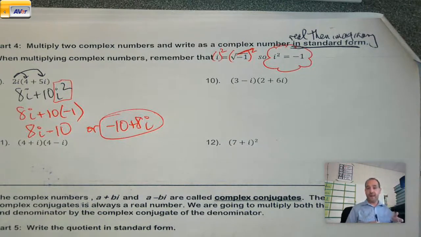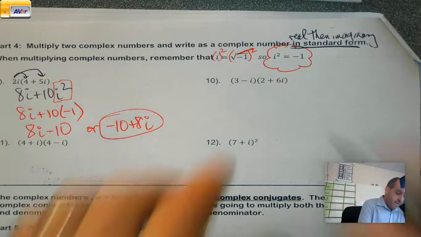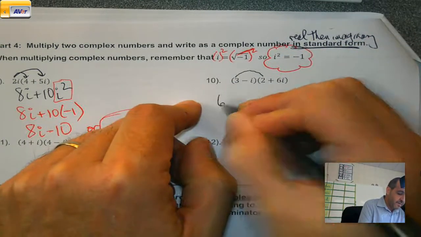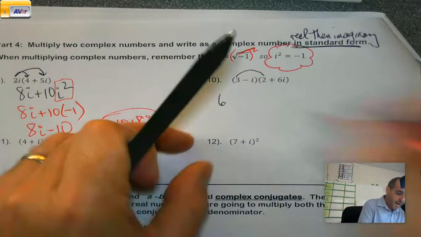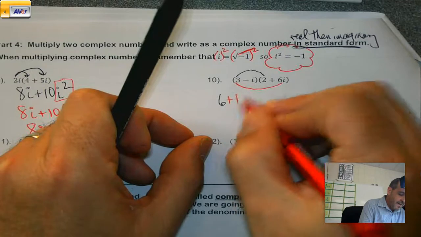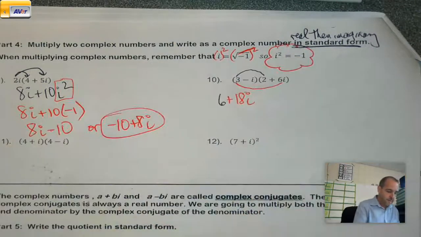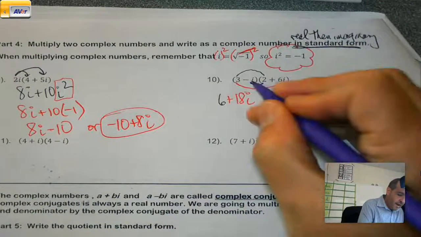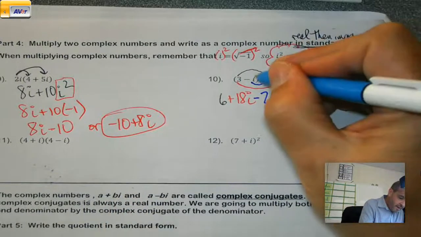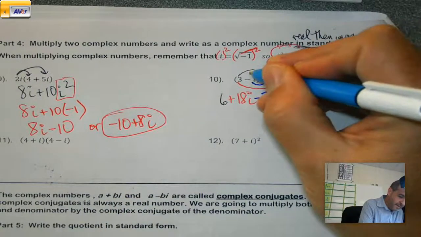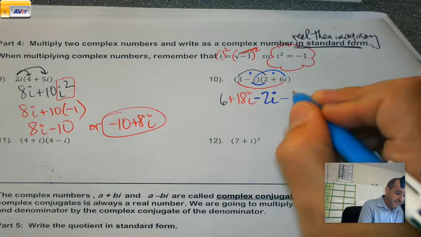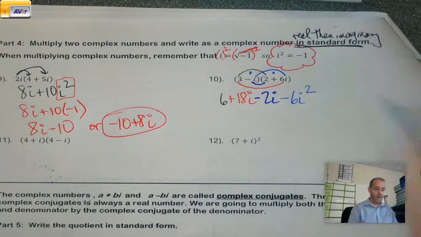We got to FOIL this out. So first, 3 times 2 is 6. Then we got outer. 3 times 6i is 18i. We have inner. -i times 2 is -2i. And we got last. My little smiley faced guy in there. -i times 6i is -6i squared.